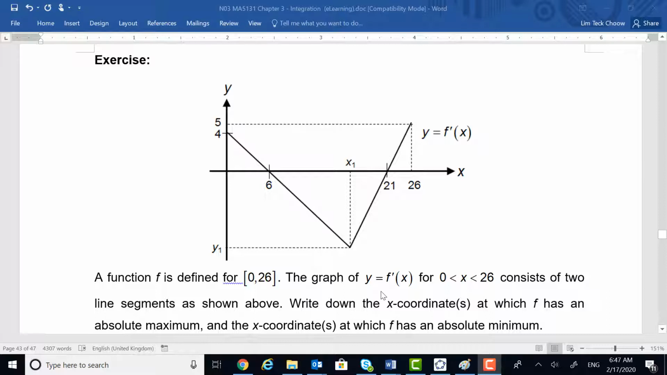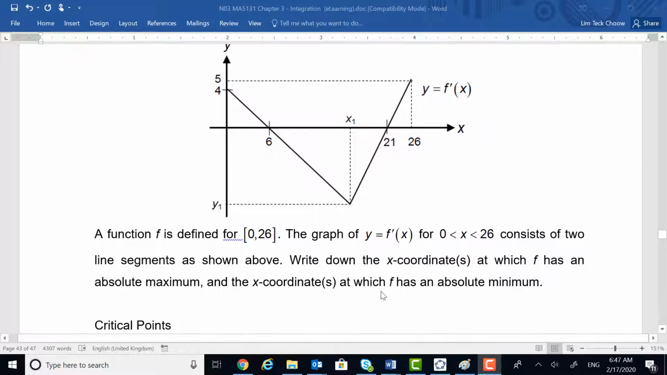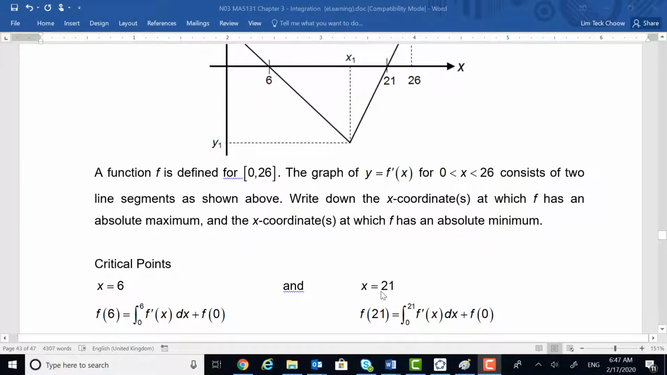And you can recall, to find the absolute value of a function, we always look at two groups of points. One group of points are the critical points. So in this graph, where are the critical points? The critical points are the points x equals 6 and 21. So now you want to calculate the value of f(6) and the value of f(21).